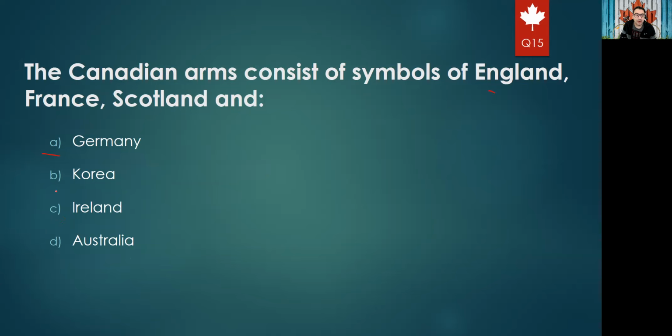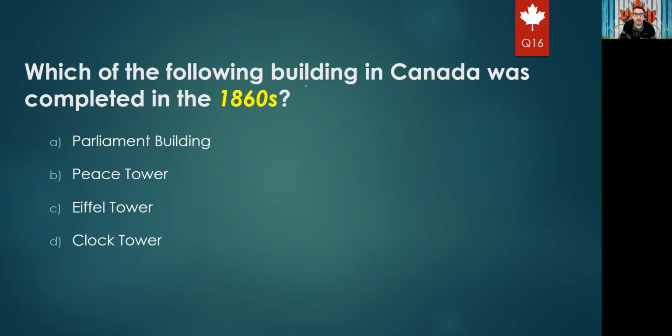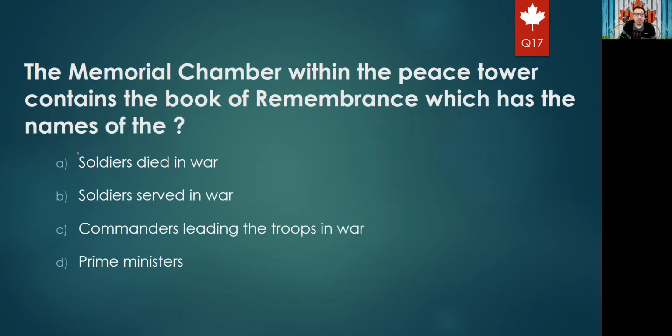So it's not Germany for sure, it's not Korea, it is not Australia for sure, it is Ireland. Okay. Next question. Which of the following buildings in Canada was completed in 1860s? Parliament Building, Peace Tower, Eiffel Tower, Clock Tower? Yes, the right answer is the Parliament Building. Option A.